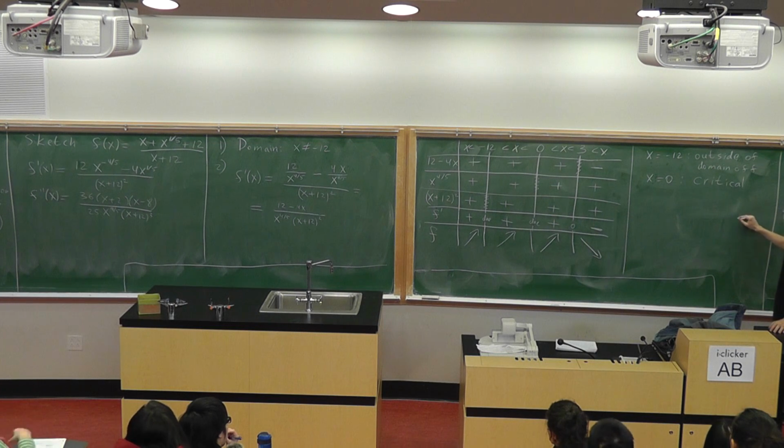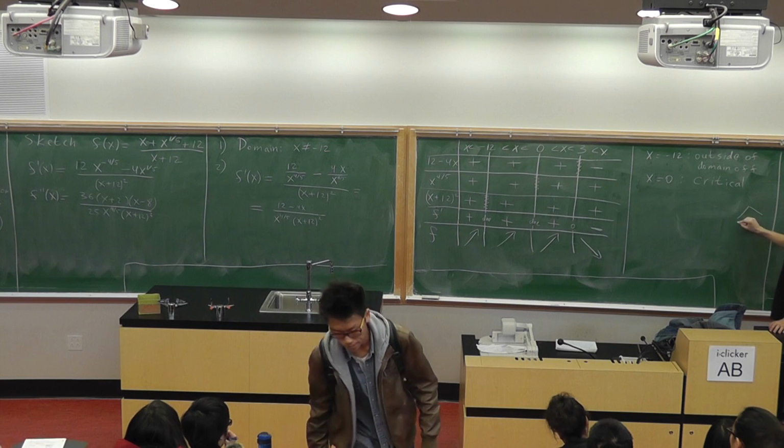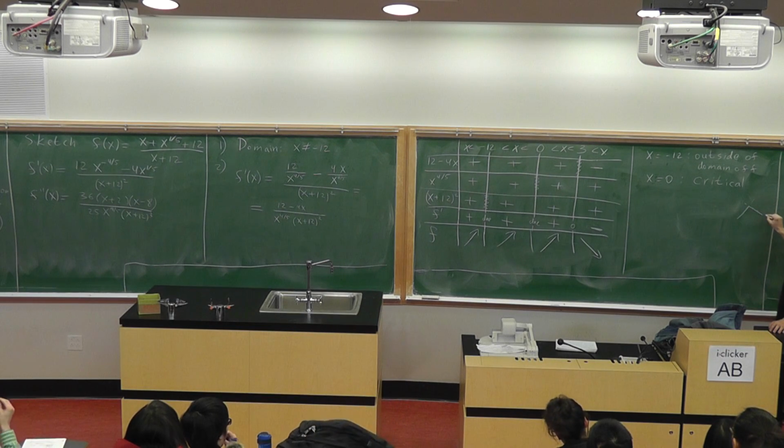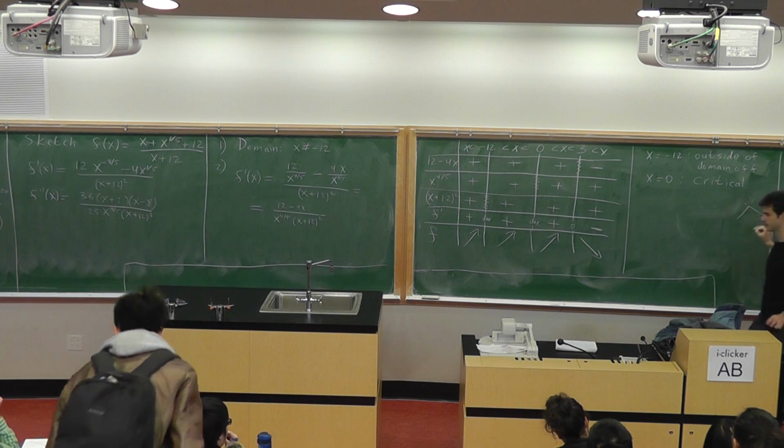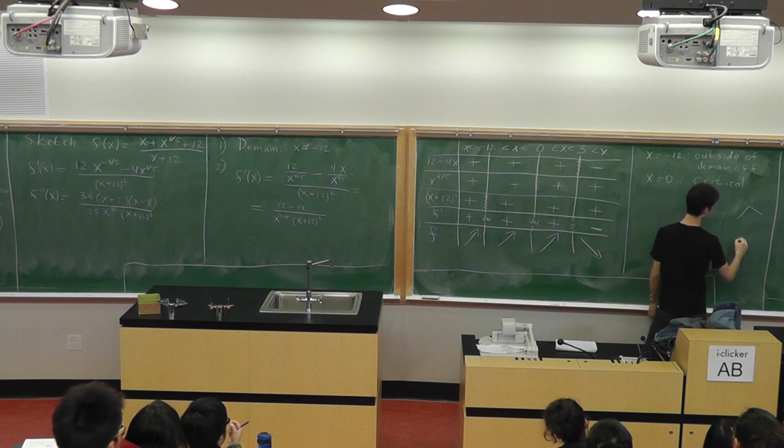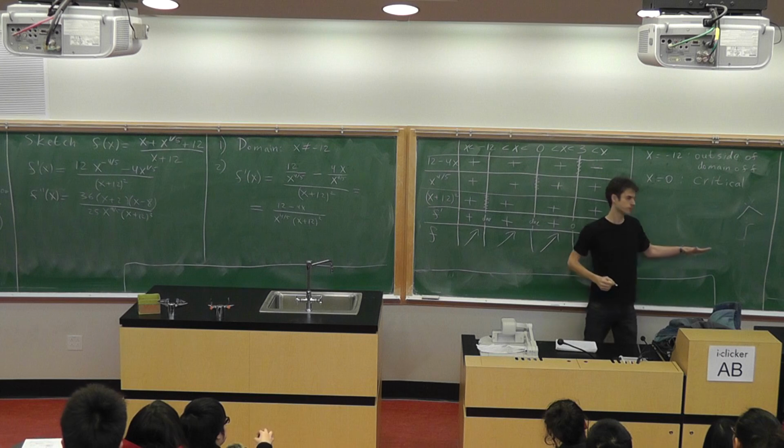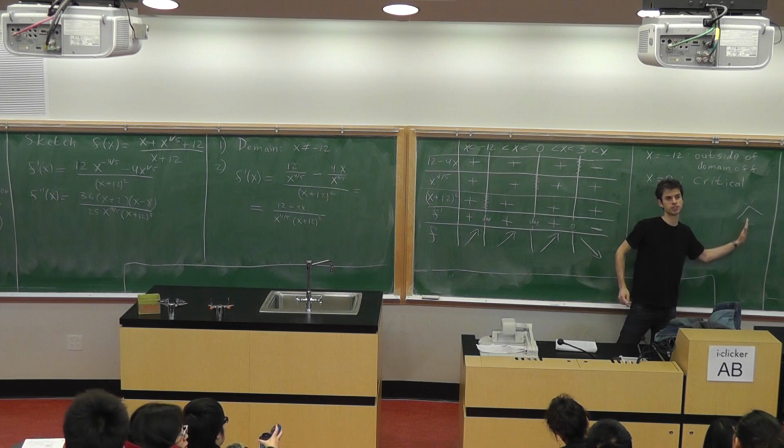A good idea will be, well, what is a corner? A corner is when the derivative from one side is not the same as the derivative from the other side. And vertical tangency is where the tangent line becomes increasingly vertical.